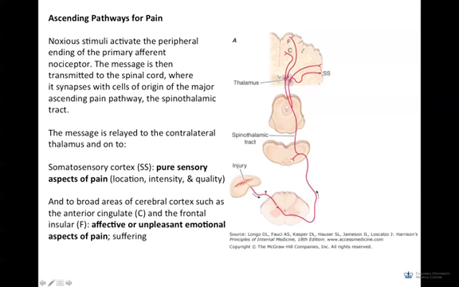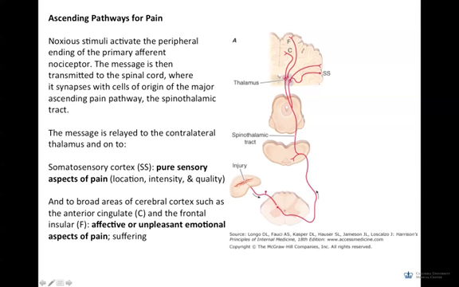Now, from the thalamus, this painful stimulation, this pain message, is going to be conveyed to two basic areas of the brain. The one area is the somatosensory cortex. Okay. Now, this projection to the somatosensory cortex is responsible for the purely sensory aspects of pain. So just our ability to know that we do feel pain, it allows us to localize the pain, to know the intensity and the quality of that pain.